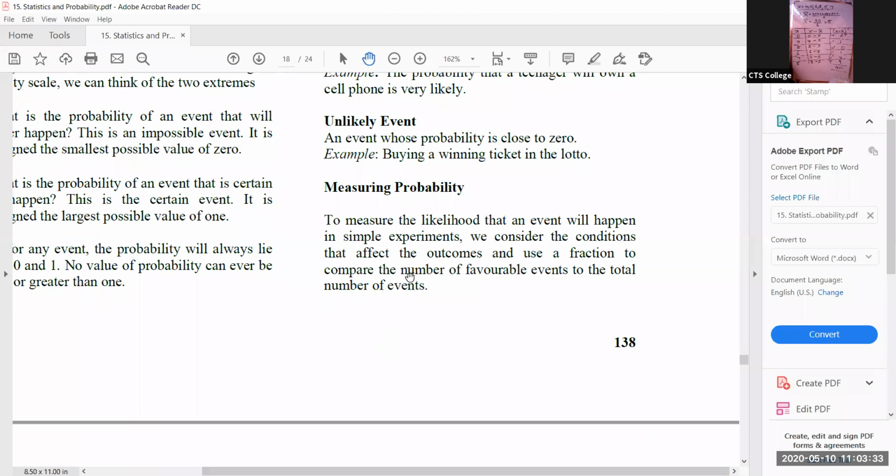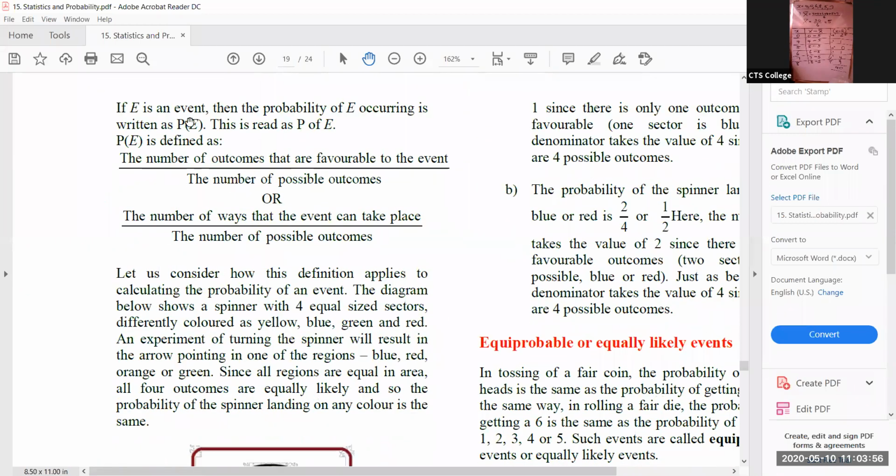So let's look now at measuring probability. To measure the likelihood that an event will happen in simple experiments, we consider the conditions that affect the outcome, and we use a fraction to compare the number of favorable events to the total number of events. Okay? So let's see. If E is an event, then the probability of E occurring is written as P of E. This is read as P of E.